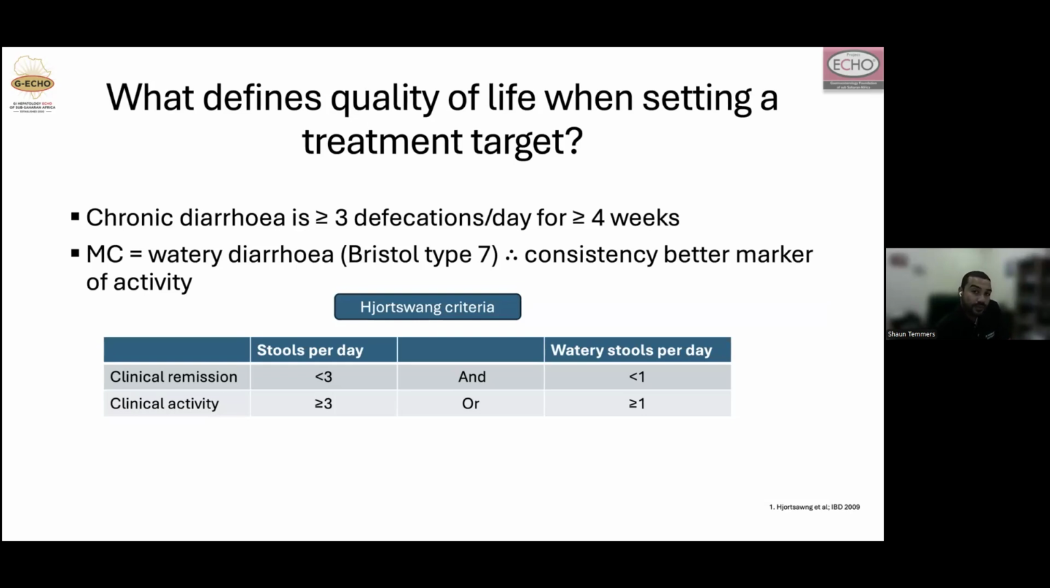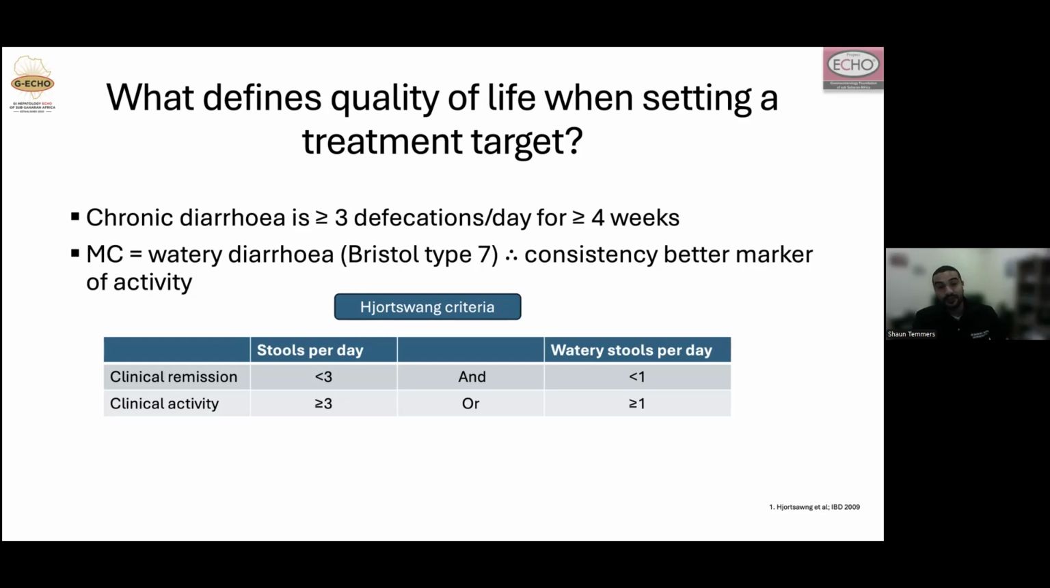Now, looking at endpoints with treatment targets, it's always important to decide what can be clinical remission. So Wildt and his colleagues looked at this to try and define targets for clinical remission once therapy is induced. Chronic diarrhea itself was defined as more than 3 defecations per day, persistently for more than 4 weeks. Microscopic colitis is defined with watery diarrhea, as mentioned before, Bristol stool type number 7. In the cohort of patients studied, consistency was thought to be a better marker of activity.